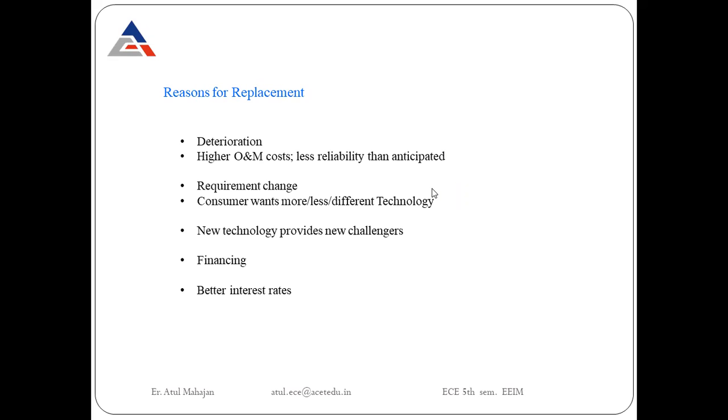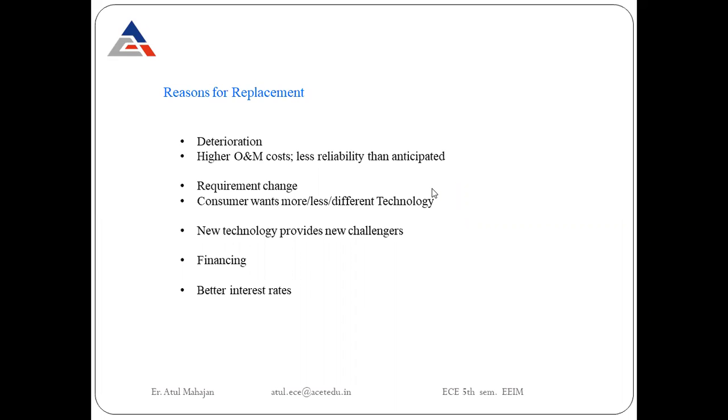Requirement change. We require a change. First of all, deterioration is a main point. Our old machinery is in a very degradable position. It is getting degraded day by day. It is not in a position to work properly. The parts of the machine are in a jammed position. They are completely jammed. They are not working. So deterioration is one of the highest points.